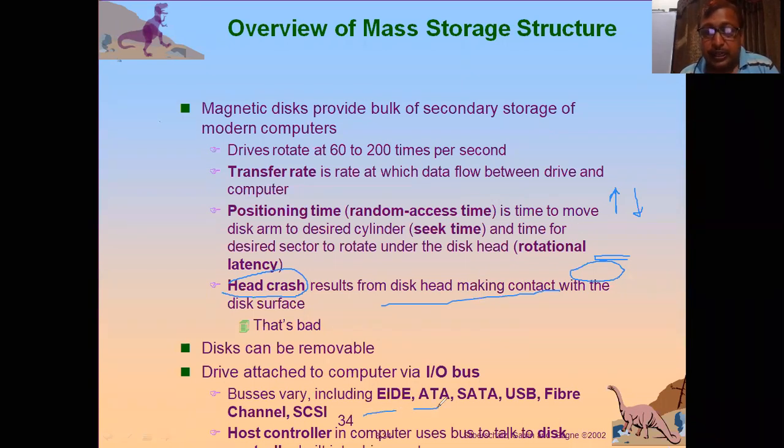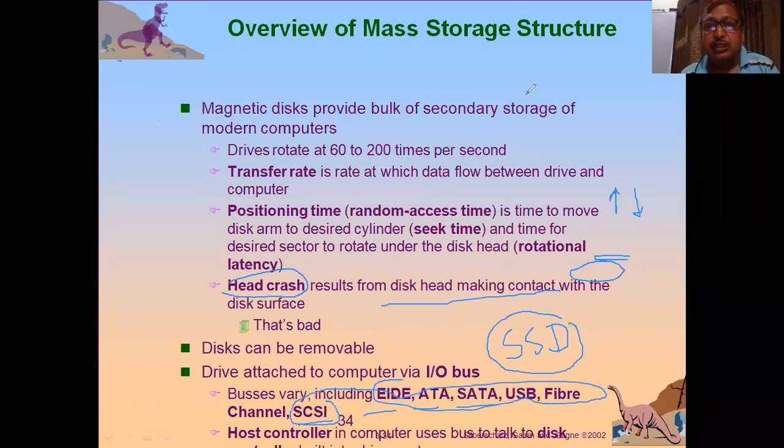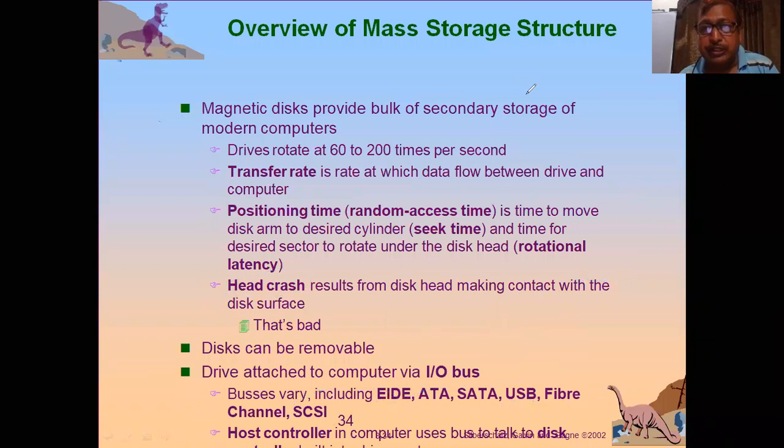Okay, there are various types of disks: EIDE, ATA, SATA, SCSI, now SSD. But SSD is basically a separate technology. All these other disks are magnetic disks using magnetic material, but the SSD is a separate thing. We will discuss it sometime later.